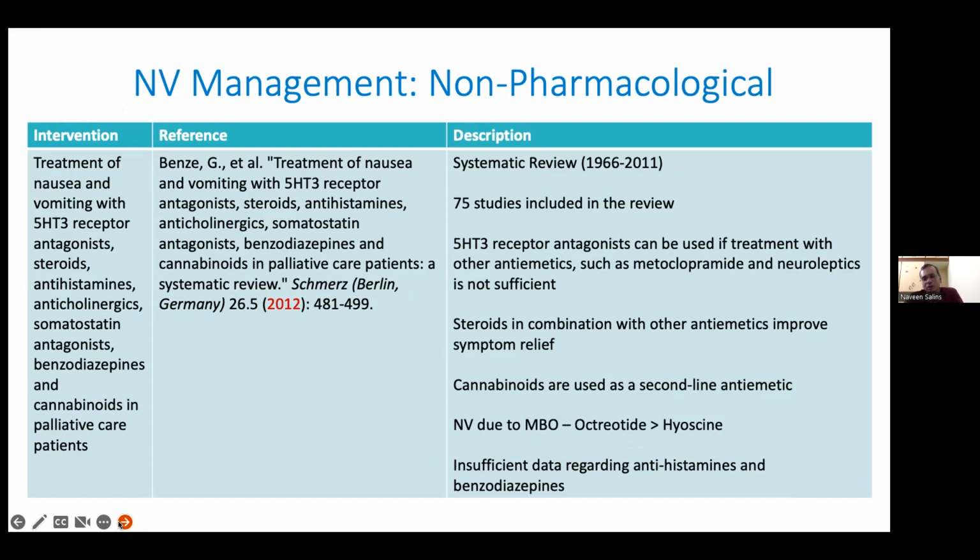Steroids will work not de novo or by themselves, but along with antiemetics, they can help. Cannabinoids are only second line agents. And if there is a malignant bowel obstruction causing nausea and vomiting, octreotide is superior to hyoscine, and there was insufficient data regarding antihistamines and benzodiazepines. However, I would like to still emphasize that this is a 10-year-old review. Probably we need a better review in 2022 to see what has happened from 2012 to 2022. But still, this is the best systematic review that was there.